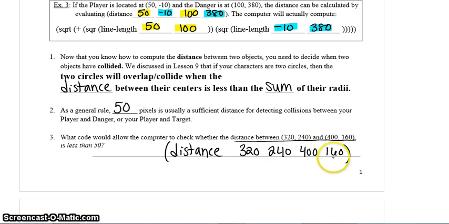Distance requires 4 inputs, 4 numbers for the inputs. And if I wanted to check to see if that distance is less than 50, I would use my less than function out front, with parentheses of course, and the 50 would have to go all the way at the end here with closing parentheses. So that's the code that we would be using to basically ask the computer, are these 2 coordinates, are these 2 characters less than 50 pixels apart? Are they close enough to collide?